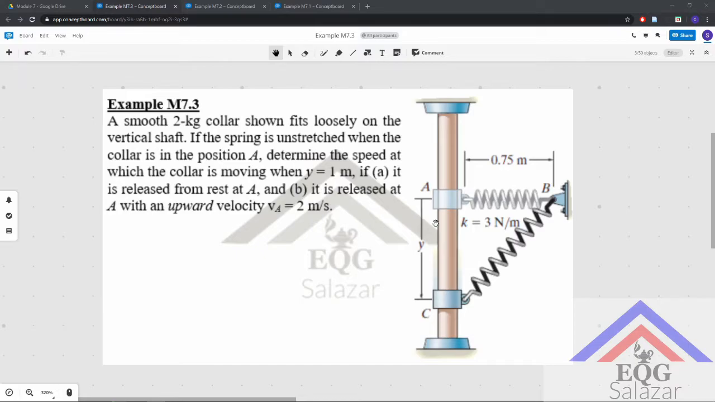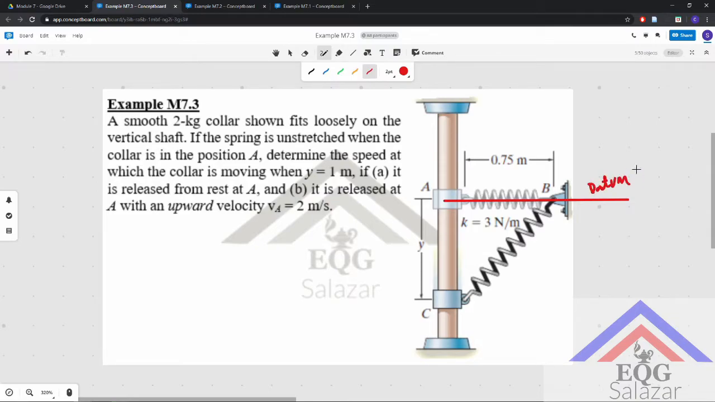Okay, so next, what we have to do is determine the potential energy. All right, so first we will set the datum to pass through AB. For convenience purposes, you can choose the datum at any point along the figure, rather. But I will choose AB, so as to make the calculation of the potential energies easier. Okay, so this will be the datum line.